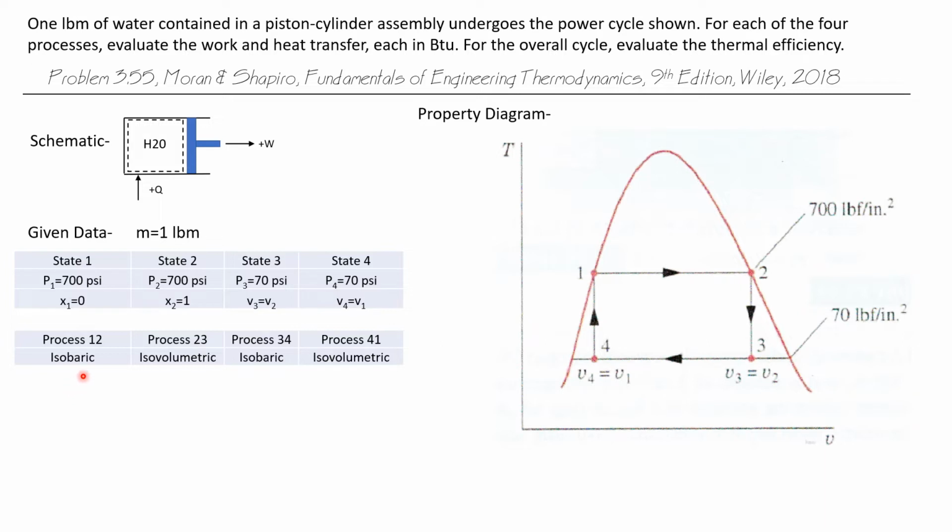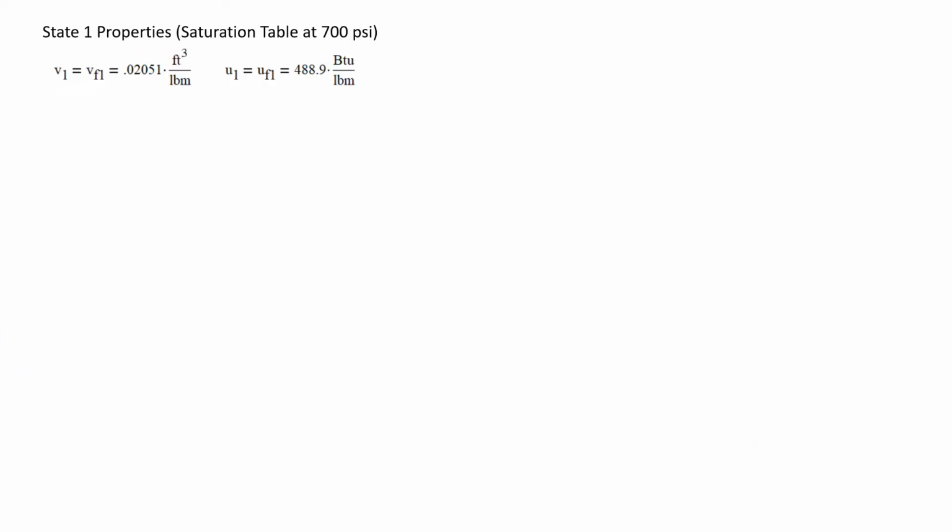Now process 1-2 is isobaric, which means it's a constant pressure process. Process 2-3 is isovolumetric, meaning it is a constant volume process. Process 3-4 is also isobaric, and process 4-1 is also isovolumetric. We are asked to find the work and the heat transfer for each of the 4 processes, and then we're also asked to calculate the efficiency of this power cycle. So let's begin by finding specific volume and internal energy for each of the 4 states.